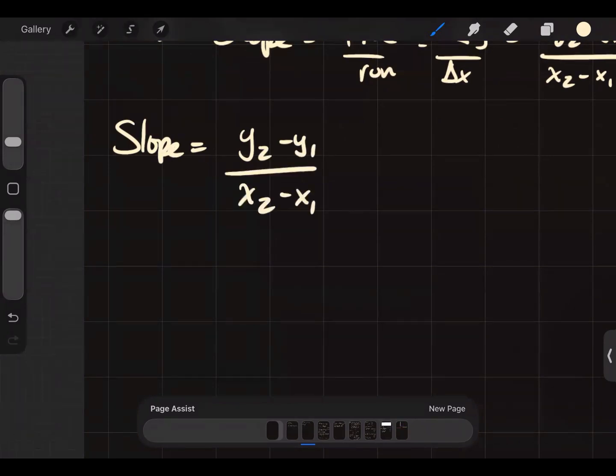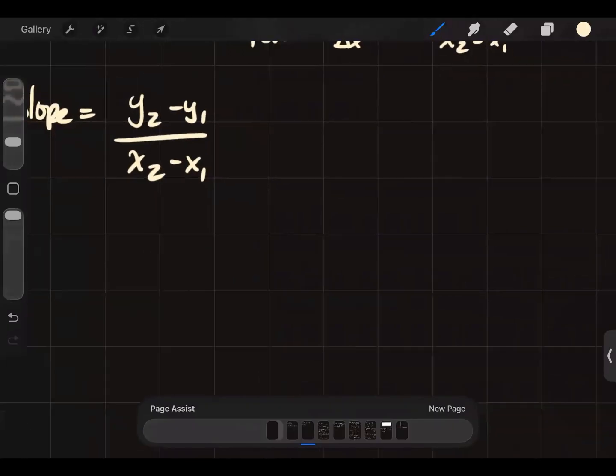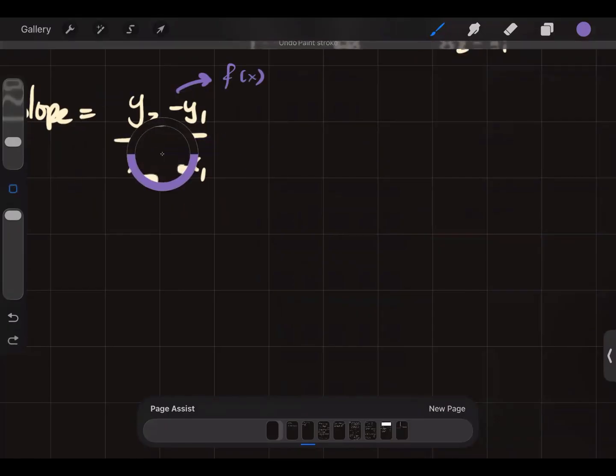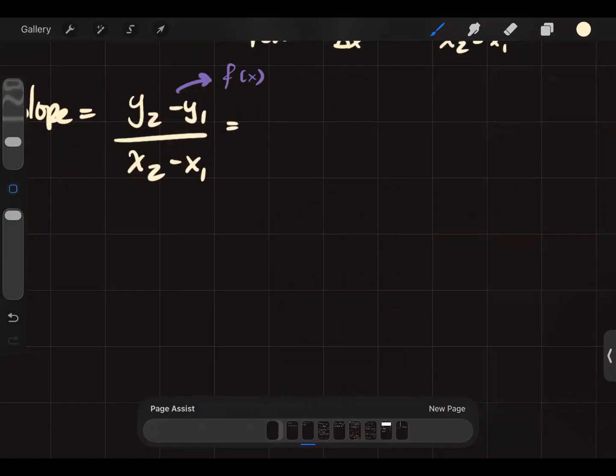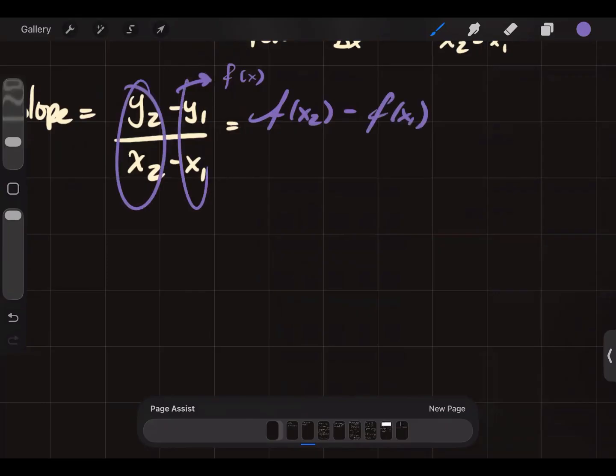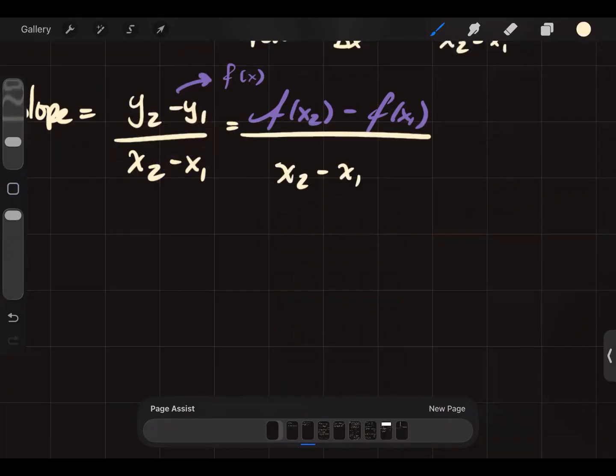And from there, you can start saying things like, what if we have a function, like f of x? Then can we write y2, y1 in terms of x2, x1? The answer is yes, we can. The first part will be y2 becomes f of x2, and the second part will be y1 is equal to f of x1, because x1 goes with y1 and so forth, right? So, this is so great, guys.